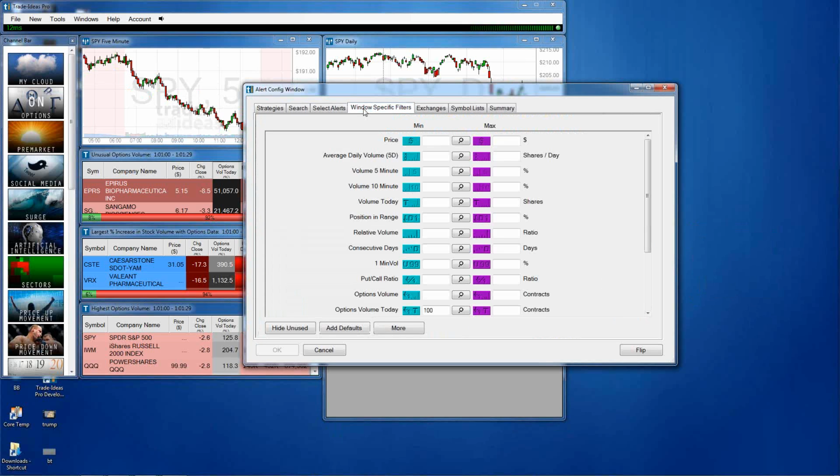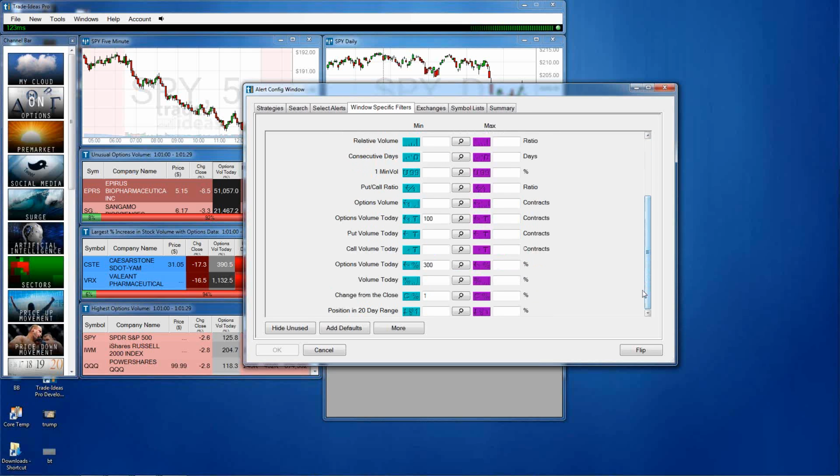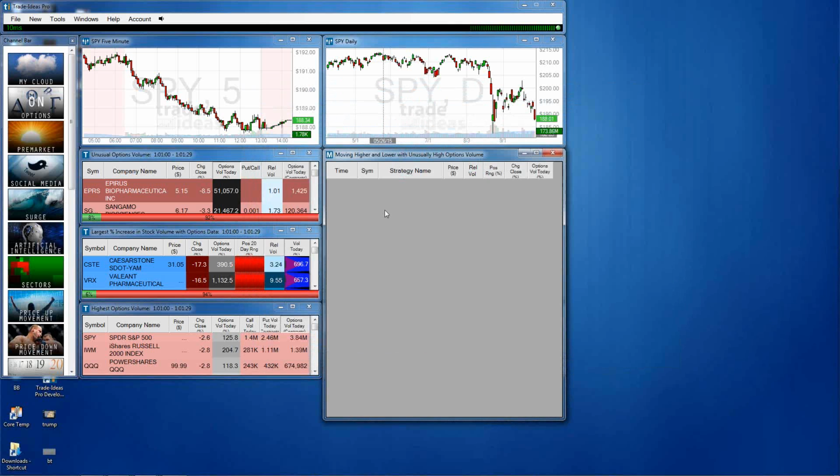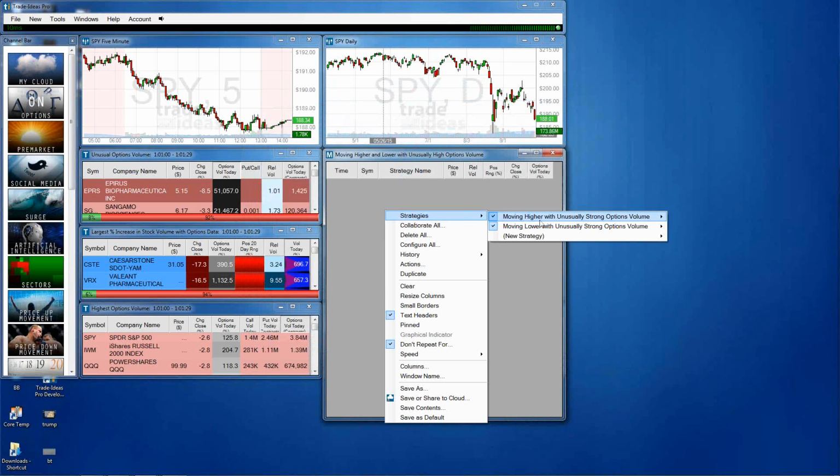Of course, filters are important. So when you come in to use a strategy or a multi-strategy window such as this, it's always a good idea to peruse the minimum maximum pricing, see if there's any volume requirements. But since this is options related, it's pretty bare bones. But the nice thing about a multi-strategy window is we can watch one window to monitor both of these strategies.